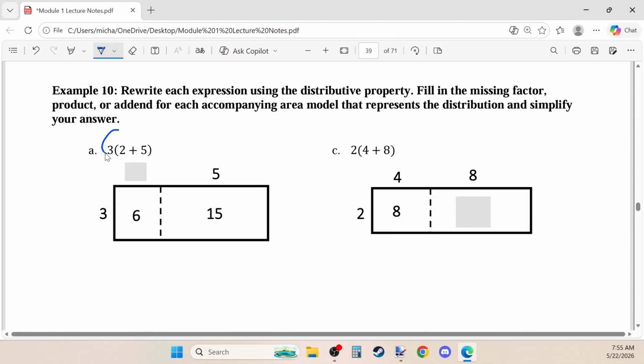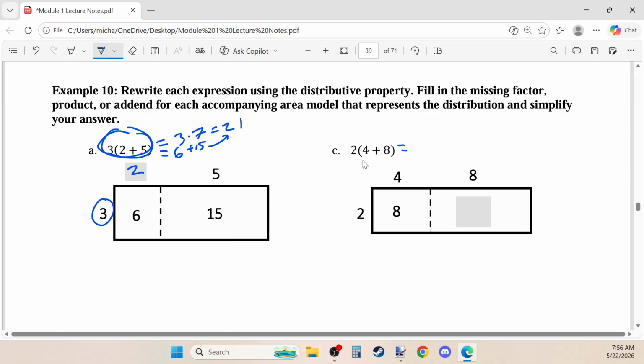So this here, I can either do this as adding first and getting 3 times 7, which is 21, or I can multiply first. 3 times 2 is 6, 3 times 5 is 15, 6 plus 15 is still 21. It says rewrite expression using distributive property, fill in the missing factor, product, or addend for each accompanying area model that represents the distribution and simplify your answer. So this is 3 times 2 plus 5, so this is 3 times 2 plus 5.